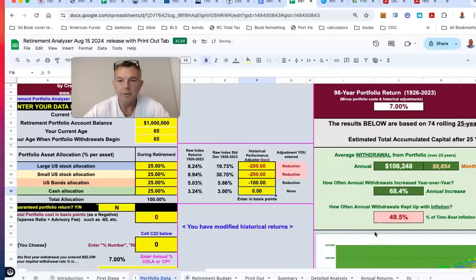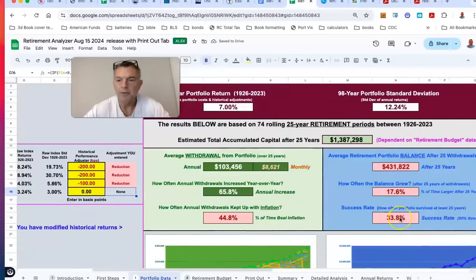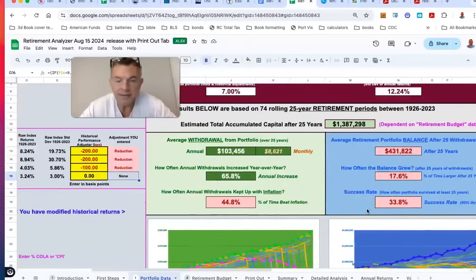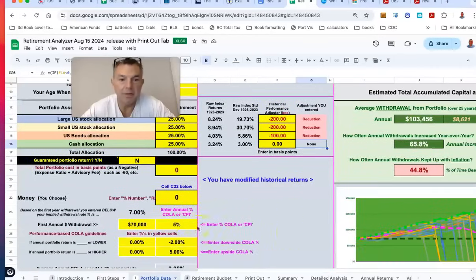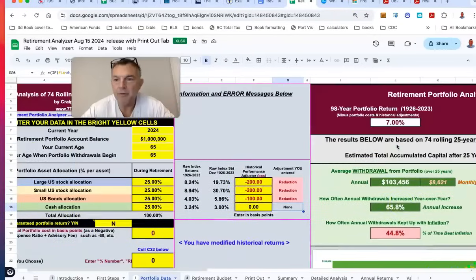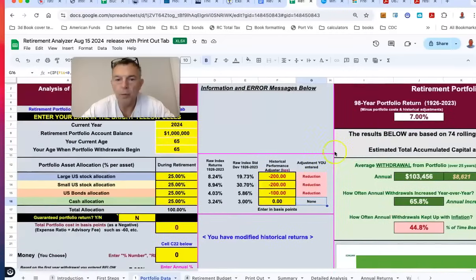So we're jumping right there. There we go. Even there, it's 33.8. I mean, look, that's bad. I'm not saying you should do that, but here we're reducing our portfolio expenditures by 2% a year if the markets go down. If the markets are up, we're increasing it by 5% a year. We're starting at 7%, and we still got an average rate of return of 7% with a standard deviation of 12.24, as opposed to what it was before, 8.54.